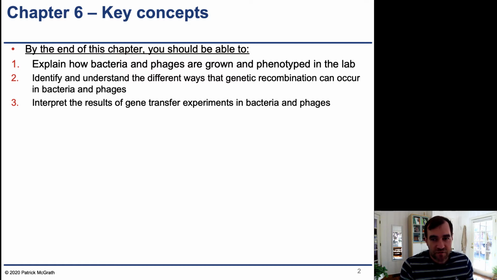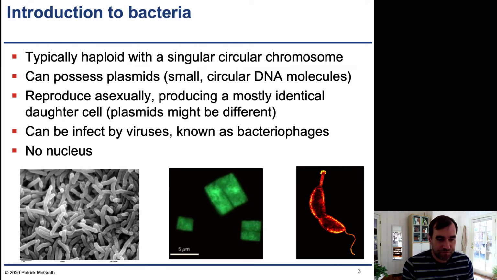Identify and understand the different ways that genetic recombination can occur in bacteria and phages. So sex, as we think about it, does not happen in bacteria. Two bacteria typically aren't required to have sex in order to have progeny, but genetic recombination can occur. And this can either be through processes controlled by the bacteria or through just random processes that occur using the phages. And then finally, interpret the results of gene transfer experiments in bacteria and phages.